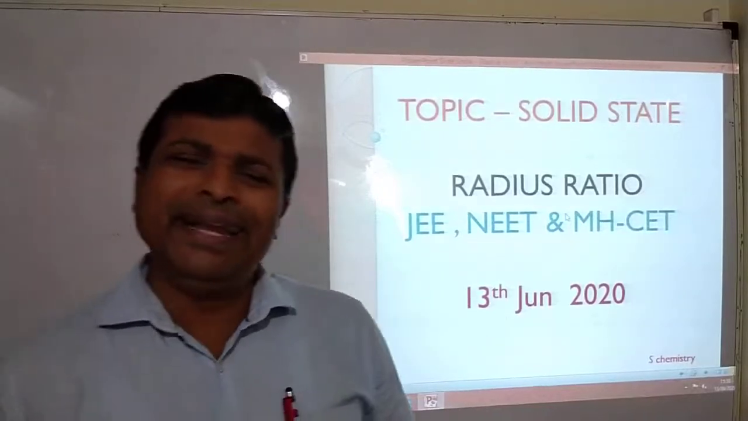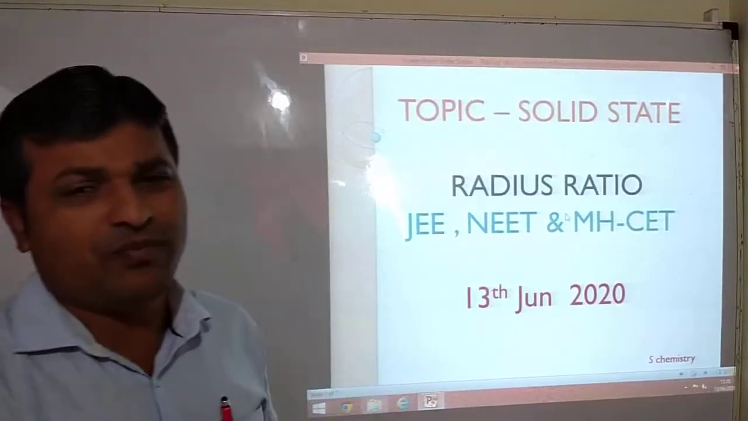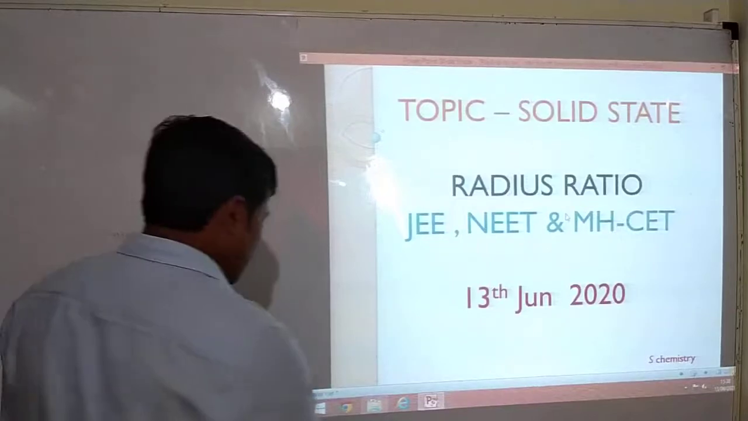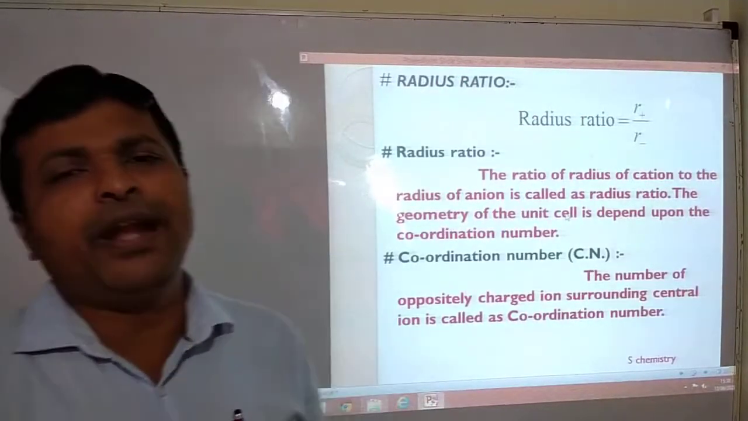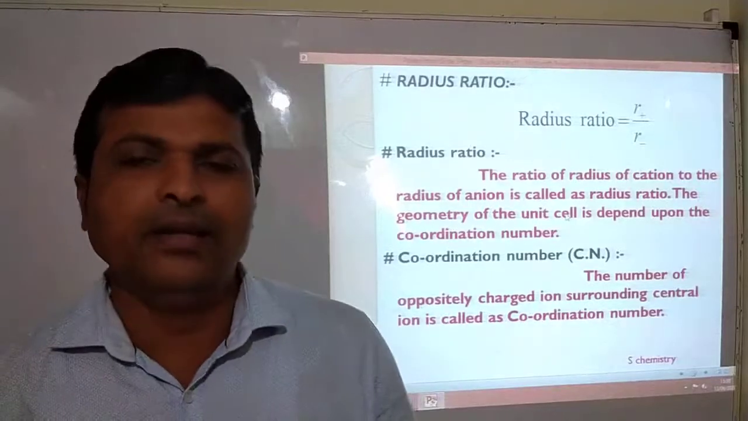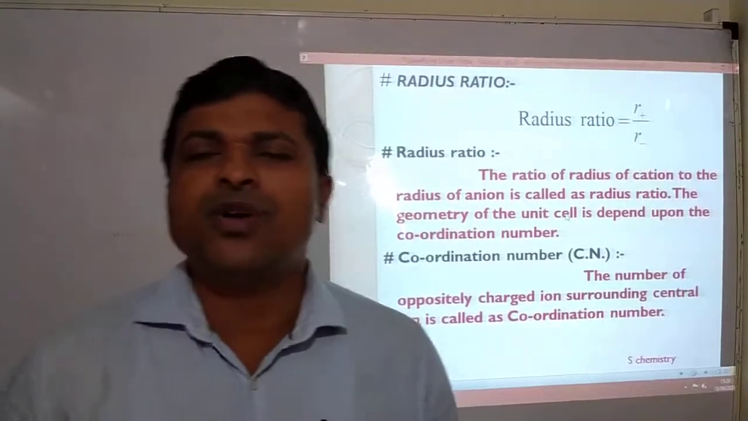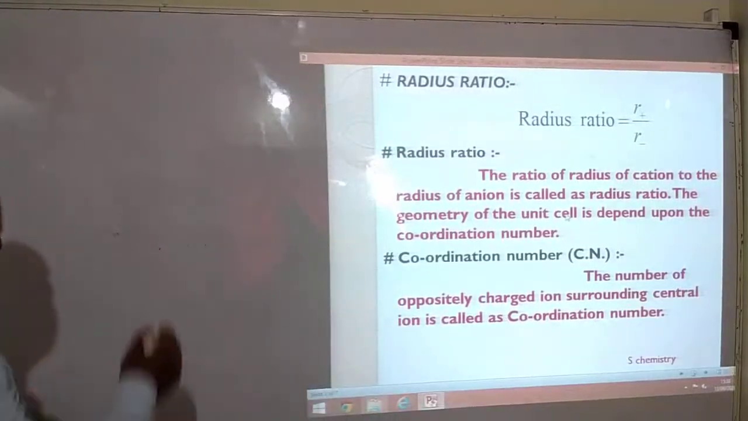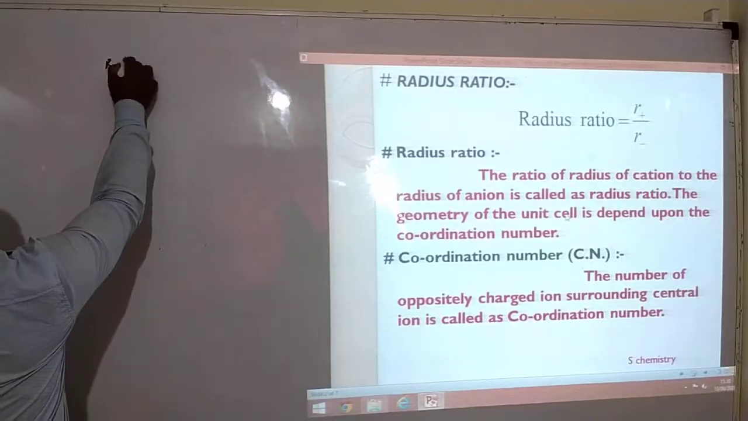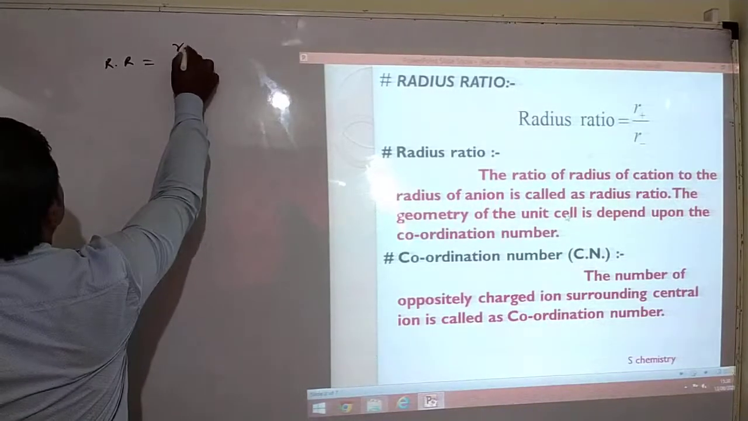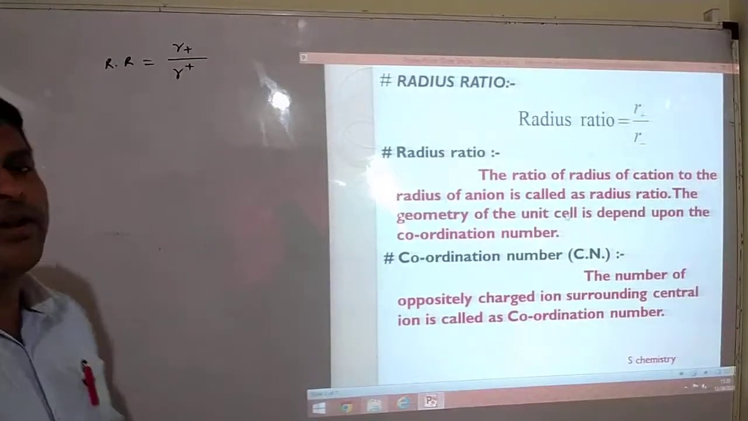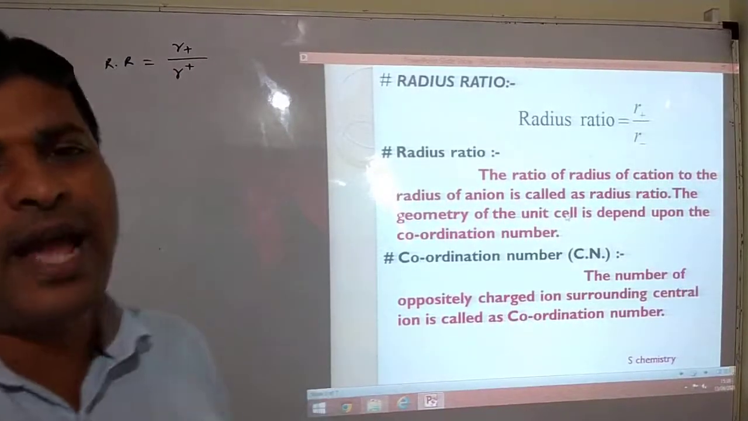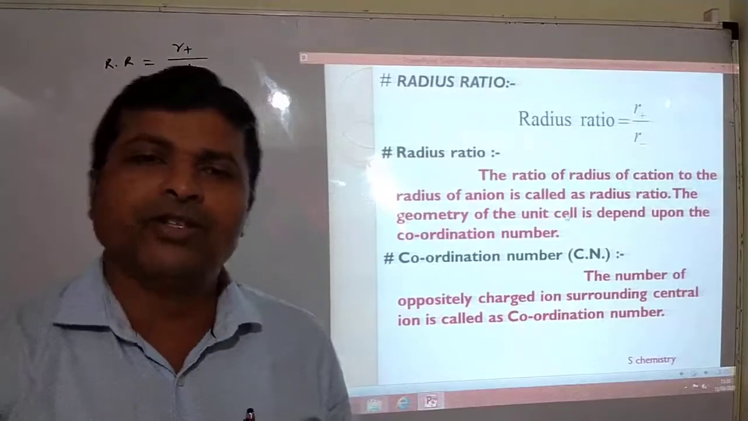The word itself indicates that it is the ratio, right? What is meant by radius ratio? It is the ratio of the radius of cation to the radius of anion. So radius ratio is equal to the radius of cation divided by the radius of anion.